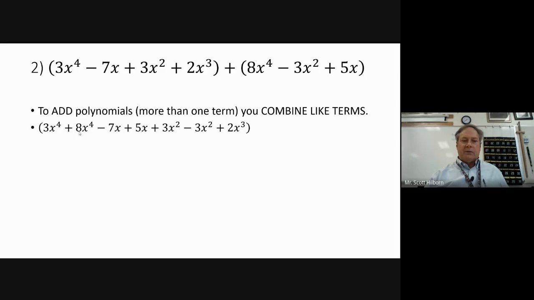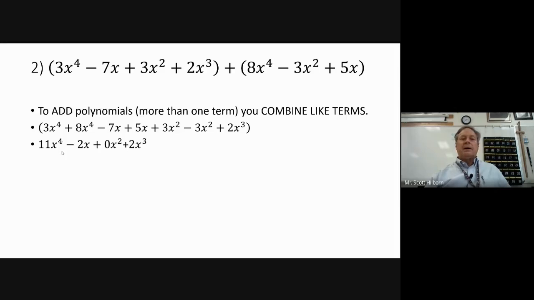So a 3x4 plus 8x4 is going to be 11x to the 4th. The minus 7x plus the 5x is a minus 2x. The 3x squared minus 3x squared becomes a 0x squared, and 0 times anything is 0. Normally, you would not put that, but I wanted you to see how that works. And then what's left over is the plus 2x cubed. And if that were a negative, you'd put a minus.